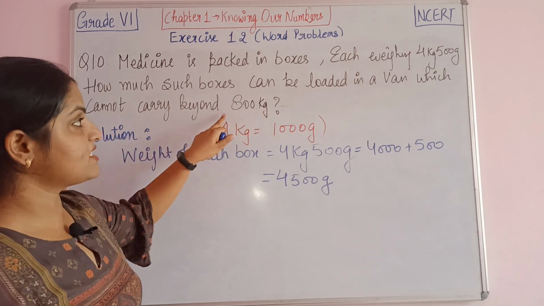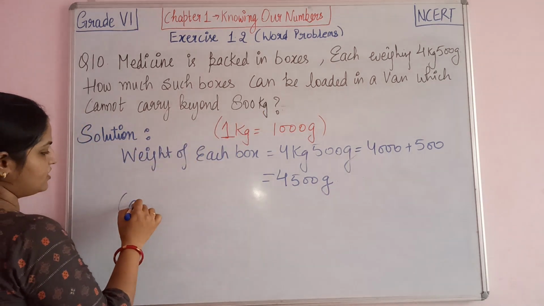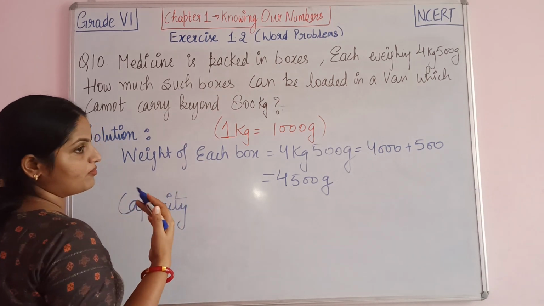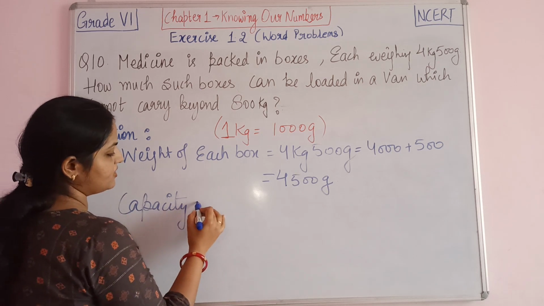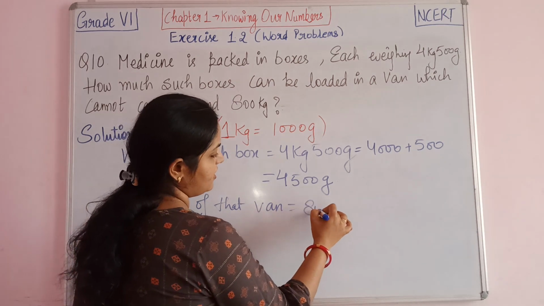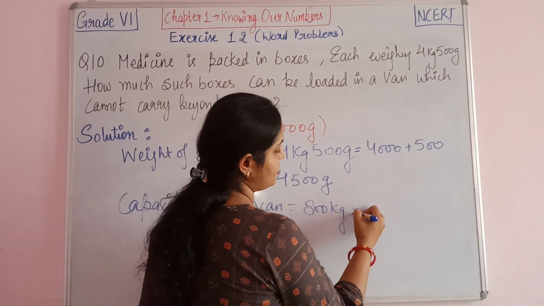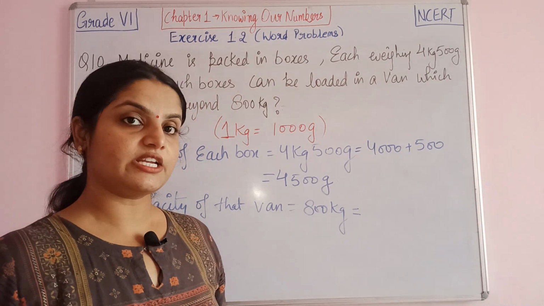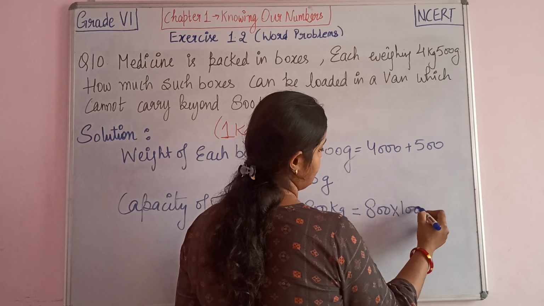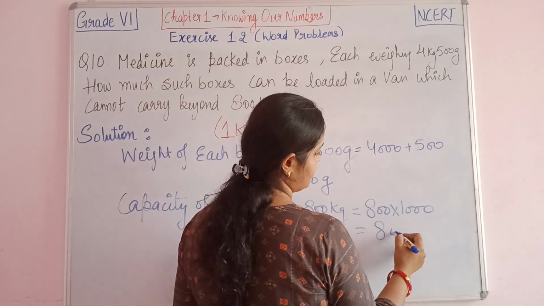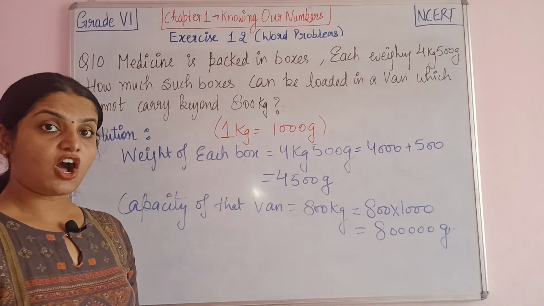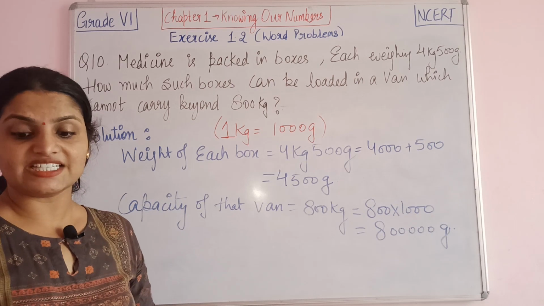What is the capacity of the van? The capacity of the van is how much weight it can take. The capacity of that van is 800 kg. Here we have to convert this 800 kg into grams. What we have to do? We need to multiply it with 1000. So it is 800 into 1000, which is equal to 8, and we have to put 5 zeros after it, that much grams. So how many number of boxes it can take?